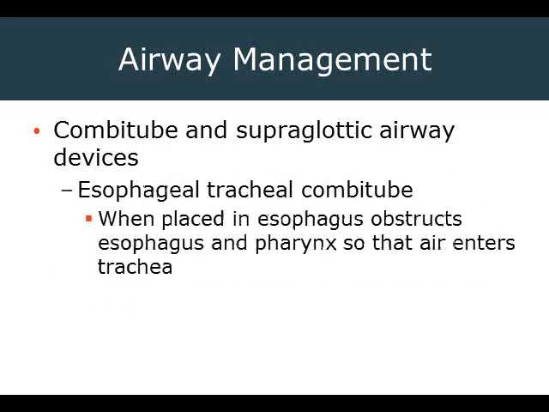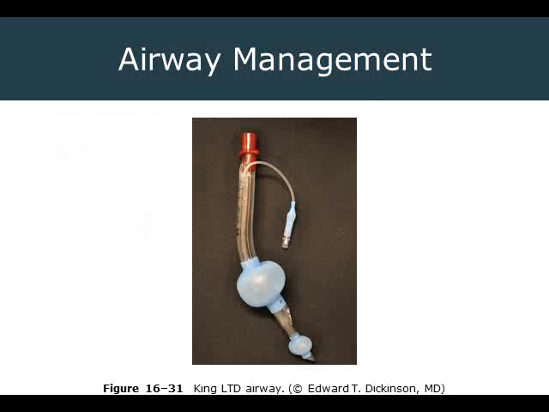So the combi tube, when placed in the esophagus, obstructs the esophagus and the pharynx, so the air is forced into the trachea, therefore into the lungs. Similarly, the King airway does that as well. And like I said, there's another lecture on the King airway that you'll find in the course page. I'll be posting as well the directions for use for both the combi tube and the King airway.